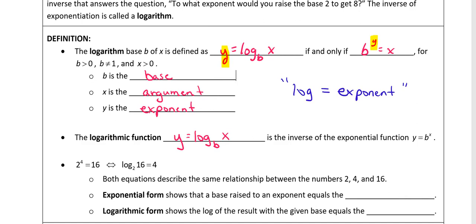Now remember, we talked about y equals b to the x, that exponential function being 1 to 1, and it has an inverse. This is now its inverse. Tomorrow we'll look at graphing these, but for right now we're just going to figure out what they mean.